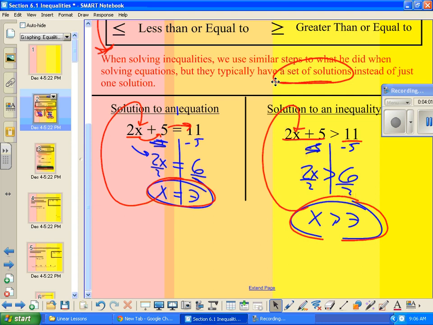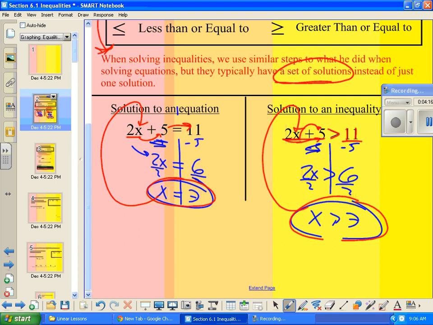2 times 4 would be 8. Plus 5 would give me 13. Yep, that's greater than 11. If I put in the number 1,000, 2 times 1,000 would be 2,000. Plus 5 would be 2,005. That's still greater than 11.